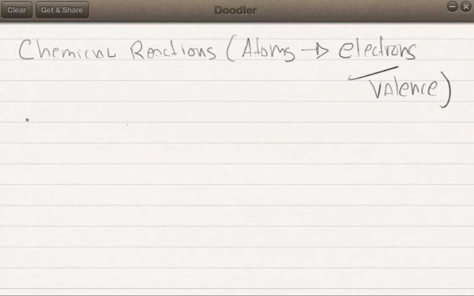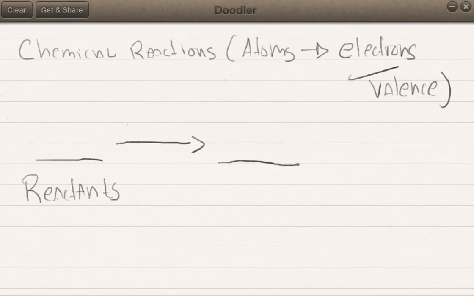So a general chemical reaction kind of goes like this. On one side of a chemical reaction, generally we will start on the left-hand side. I will put what are called my reactants. And then my chemical reaction will happen. And on the other side, I'll have whatever the products are.